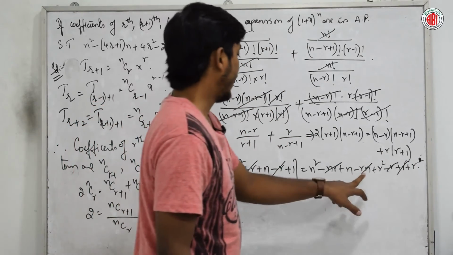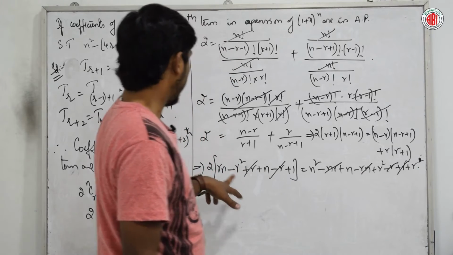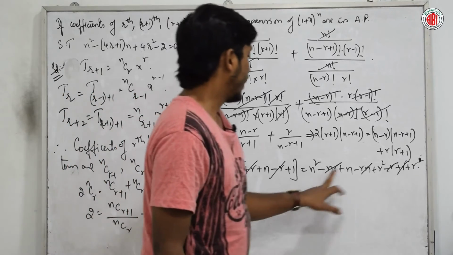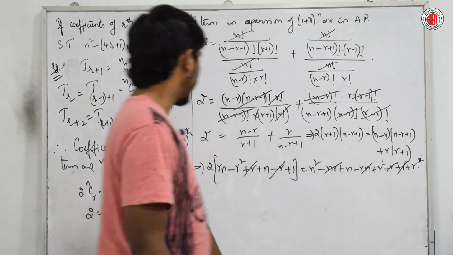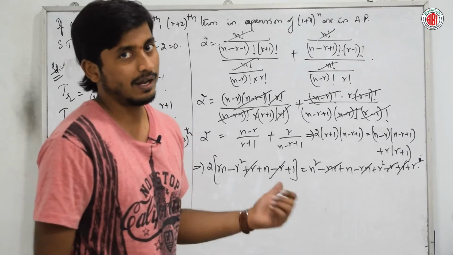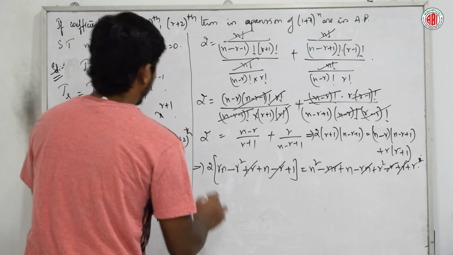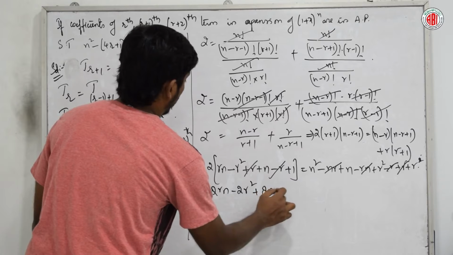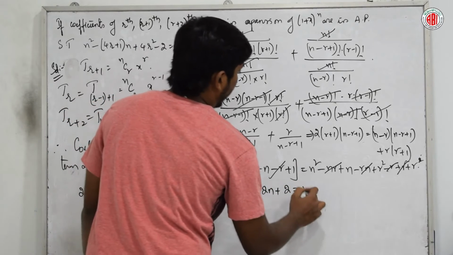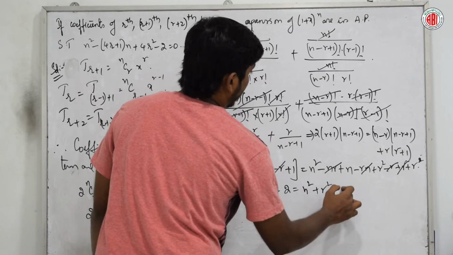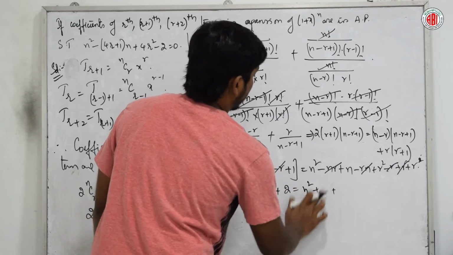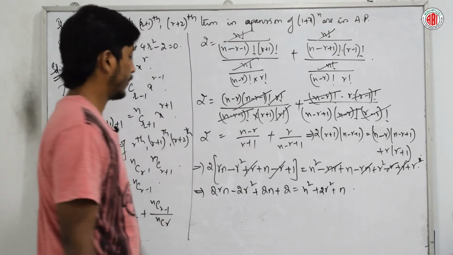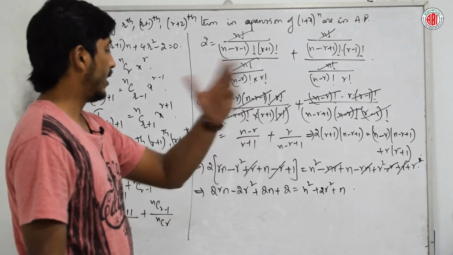So what is left? N square. Here one rn term. Is there any rn? Yes, we have. Here we have 1r square, 2r square. Here one more 2r square. Done. Now let us write all terms together. This will be 2rn minus 2r square plus 2n plus 2 is equal to n square plus r square. R square plus r square is 2r square. Right? Plus n. Clear?